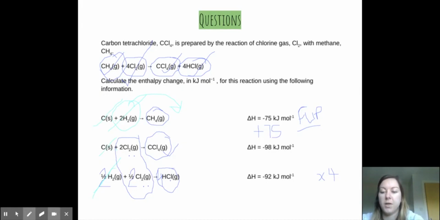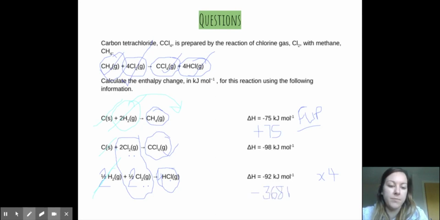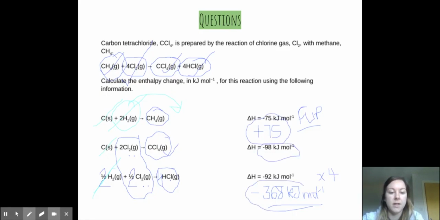So again, a wee bit that I kind of missed out there was multiplying that negative 92 by 4 is negative 368 kilojoules per mole. It's easier if we do the multiplications at the same time. So whenever we multiply that by 4, you should change that immediately because you might forget. So what we need to do is we need to add 75, negative 98 and negative 368 together, and that comes to a total of negative 391 kilojoules per mole.